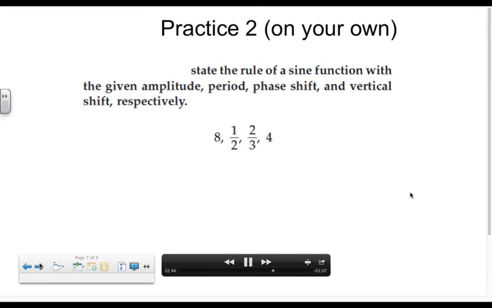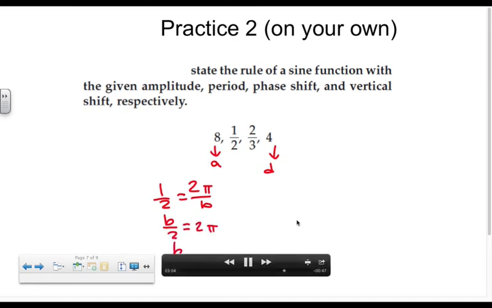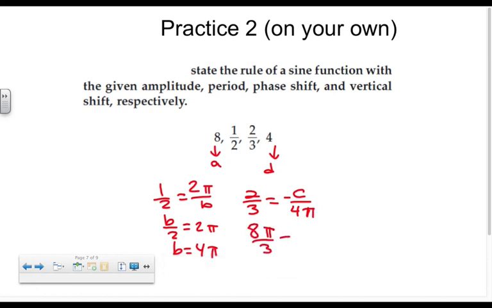Now we're going to go over the practice problem. The amplitude is obviously 8, that's easy, and the D is 4. The hard part is the B and the C. So 1/2 equals 2 pi over B. We multiply both sides by B, and then multiply both sides by 2, and we get 4 pi. So that's B. Then 2/3 equals negative C over 4 pi. We multiply both sides by 4 pi and get 8 pi over 3 equals negative C, so C equals negative 8 pi over 3.